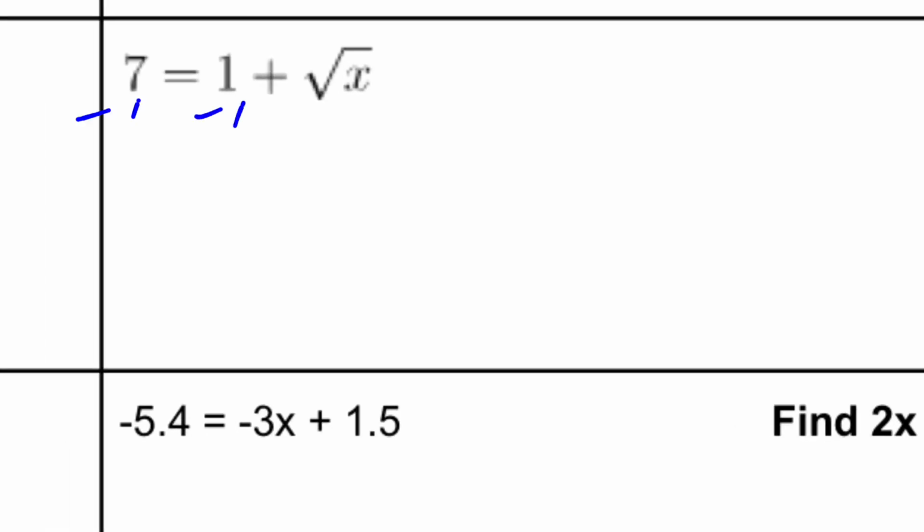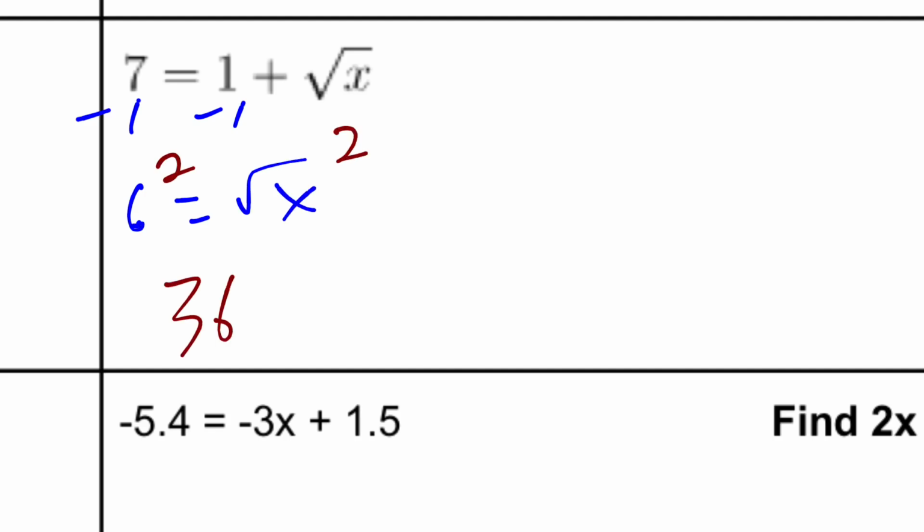First, we minus 1 from both sides. We have 6 is equal to the square root of x. Then we square both sides. 36 is equal to x.